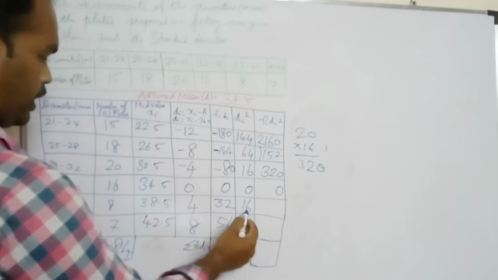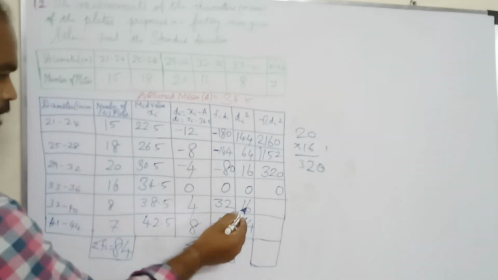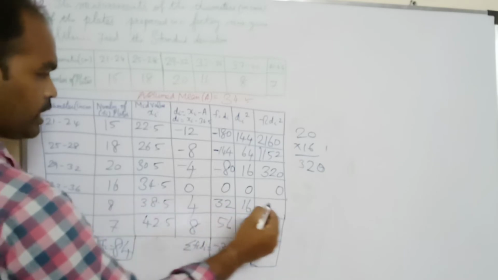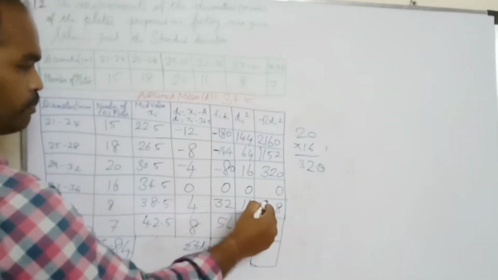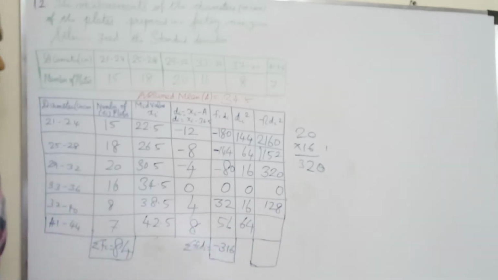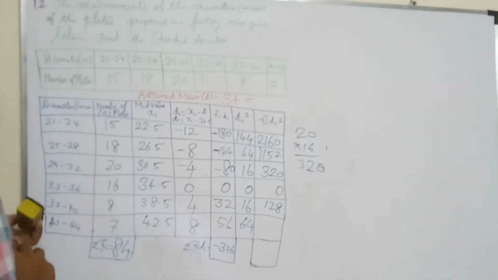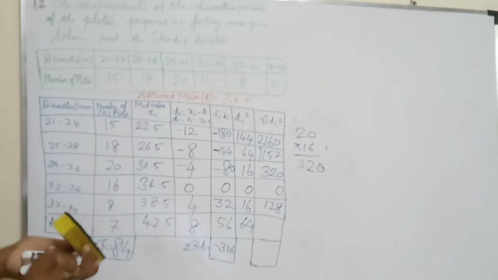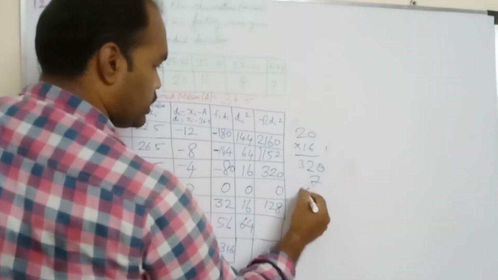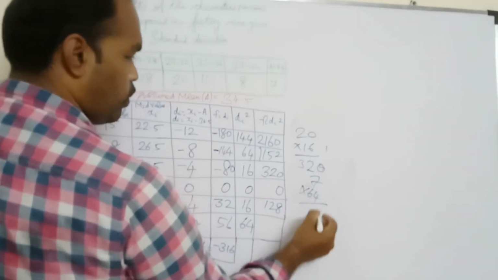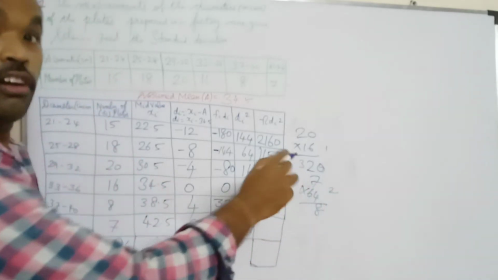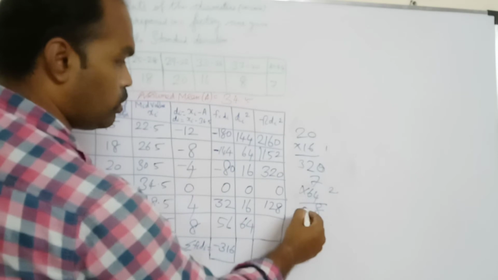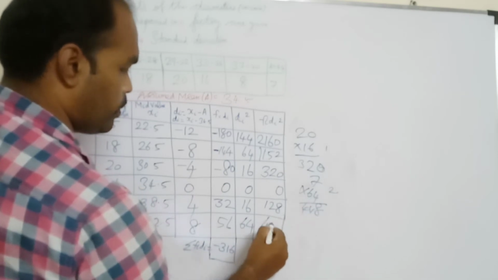8 into 16. Here 8 is there. Here 16. 8 into 16. 8 6s are 48. Balance 4. 8 ones are 8. 8 plus 4, 12. The next one is 7 into 64. How much? 7 into 64. 7 fours are 28. Balance 2. 7 6s are 42. 42 plus 2, 44.